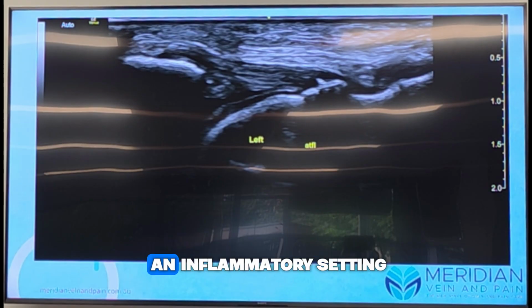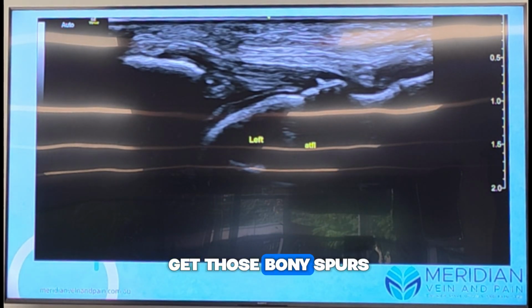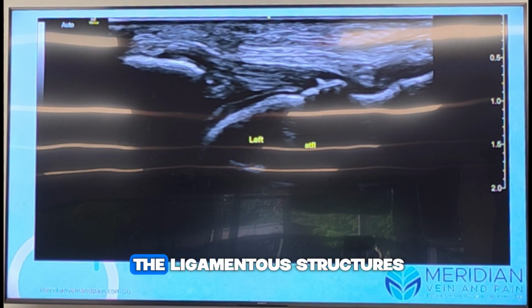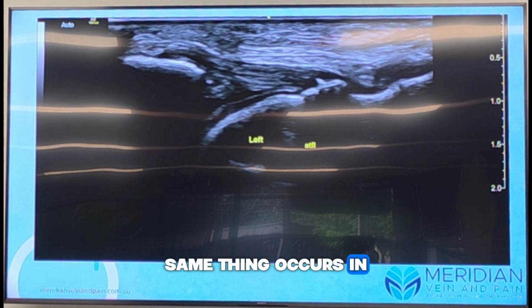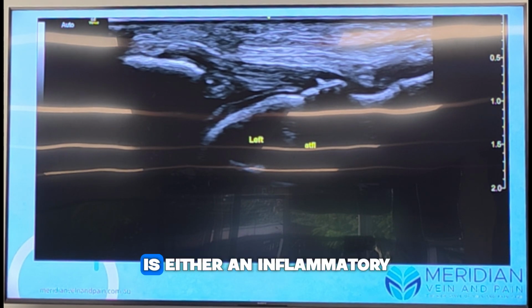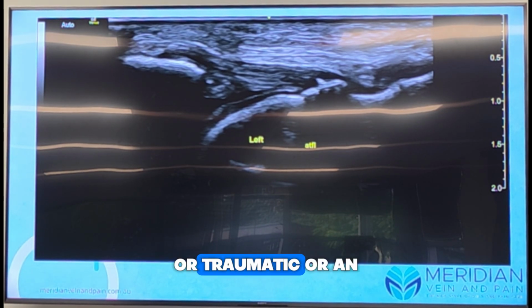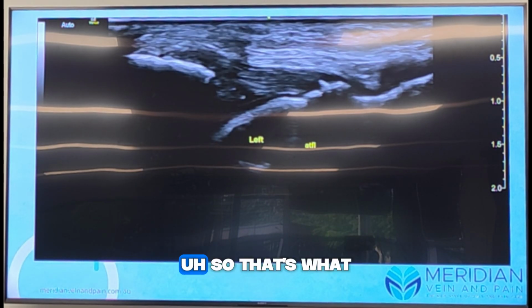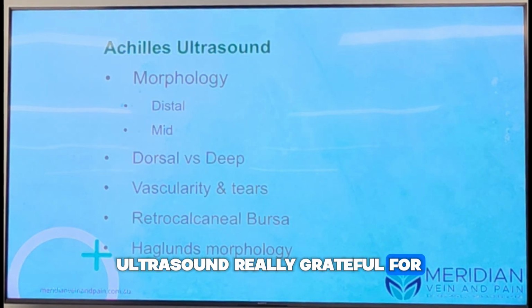Same thing occurs in an inflammatory setting, which is osteoarthritis. And that's why you get those bony spurs forming within the ligaments. It's because there is an inflammatory trigger that then allows osteoblasts to form within the ligamentous structures. Same thing occurs in the setting of instability. So although bone spurs are very common, the actual cause of bone spurs is either an inflammatory or traumatic or an instability trigger. Okay. So that's what ultrasound's really grateful for.